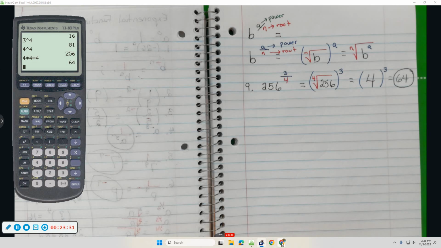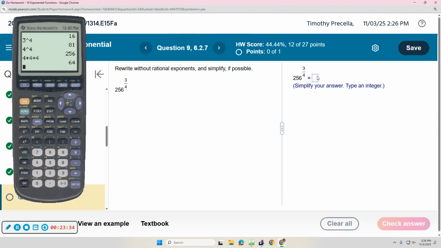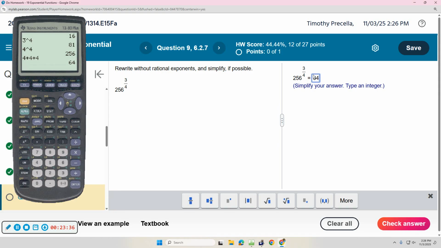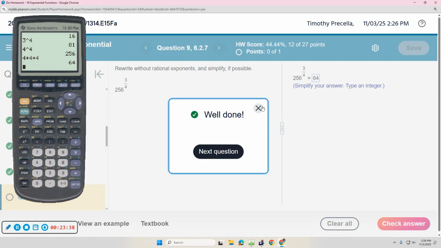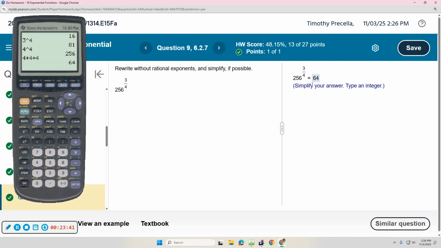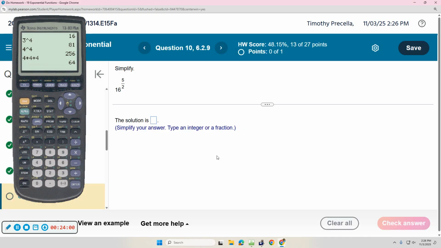Okay. So 4 cubed is 64. So 256 to the 3 over 4 power is 64. Any questions how I'm doing that? I did the root, the fourth root first. That's what I was doing right here in the parentheses. It was a 4. And then I cube. I do the root, then the power. Number 10.